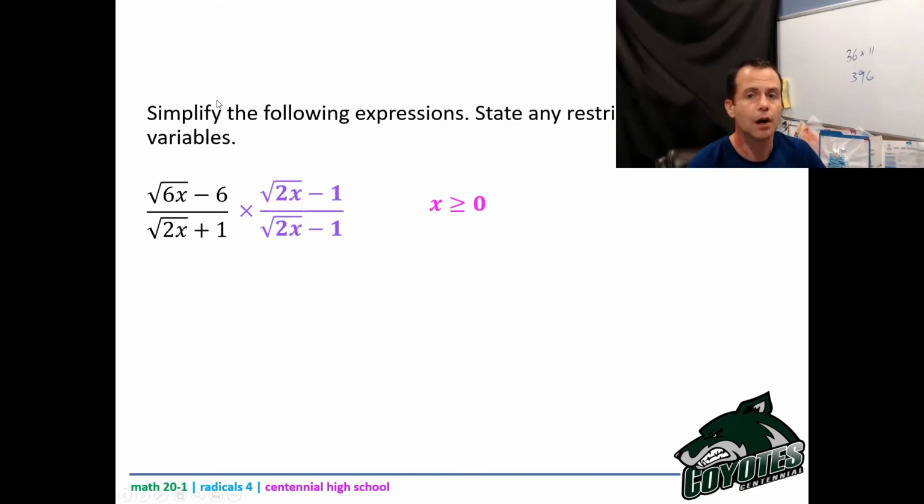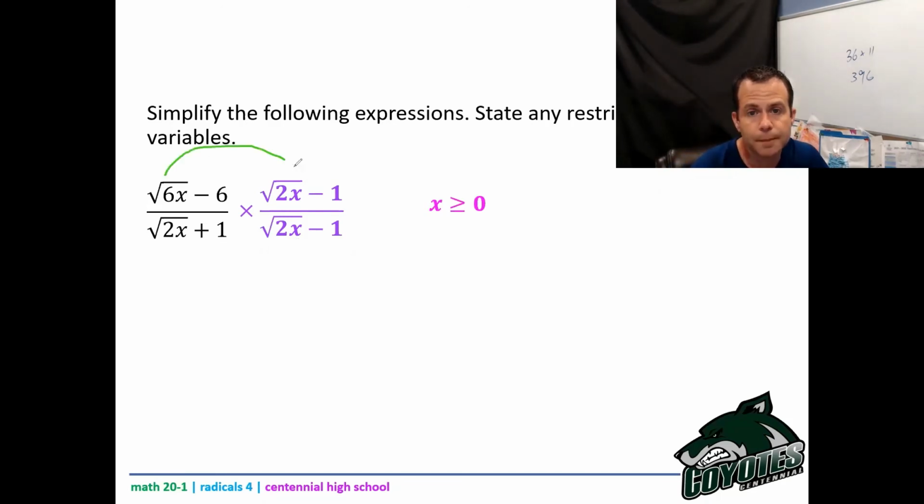Now, on the bottom, that one's a little easier to deal with, so we'll deal with that first. I get a squared minus b squared, right? Well, a squared will be 2x because the root of 2x squared is 2x. Minus b squared, well, b squared will be 1. So it'll be 2x minus 1 on the bottom.